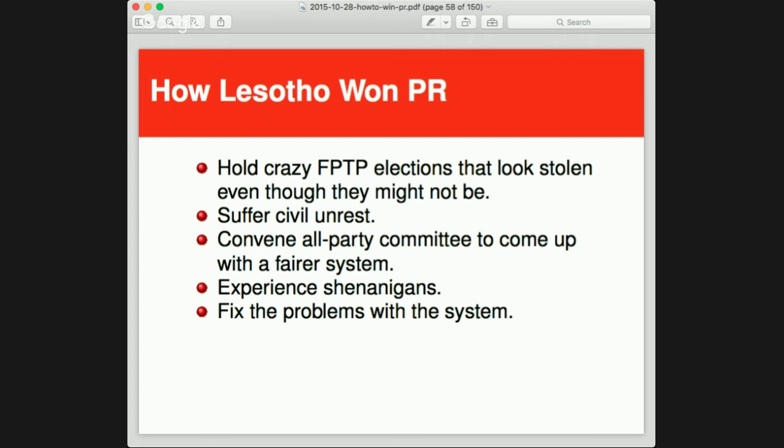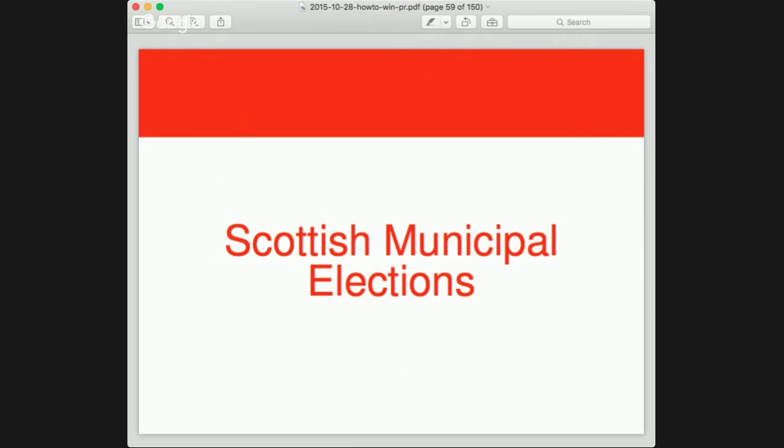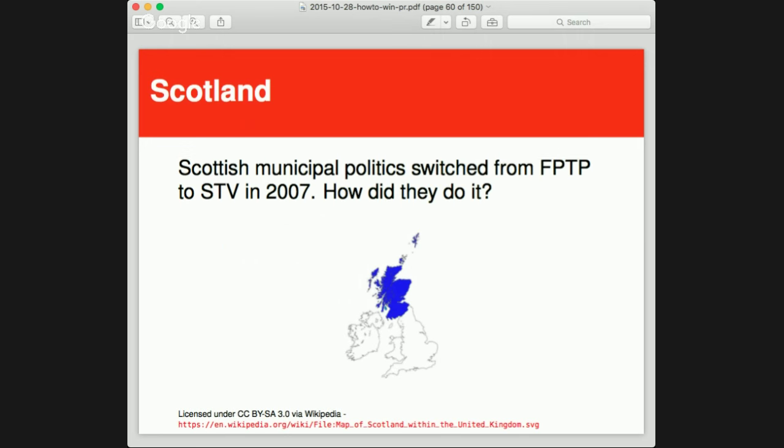Same thing? Okay. So let's go on to the next one. This is Scottish municipal elections, and I've only got a few slides on this. I didn't go into very much detail. There's probably a lot of interesting things in this, though. So Scotland switched from first past the post to single transferable vote in 2007. That's the one where you have ranks and you have multiple candidates. So what happened?